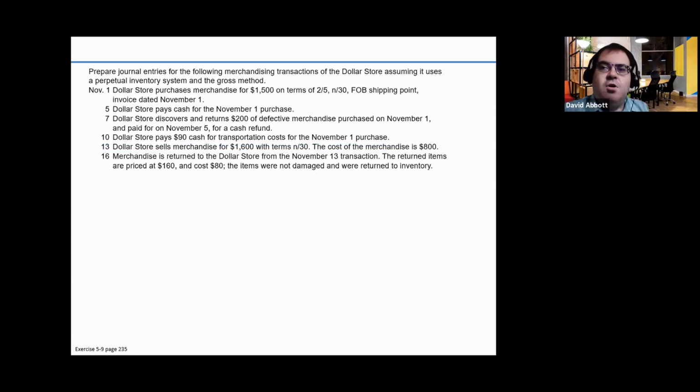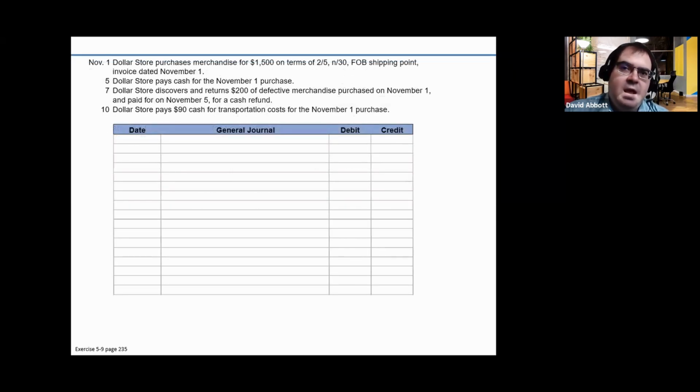So we're going to prepare the journal entries for the merchandising transactions of the dollar store, assuming it uses a perpetual inventory system and the gross method. So the first transaction is the dollar store purchases merchandise for $1,500 on terms of 2/5, n/30, FOB shipping point.